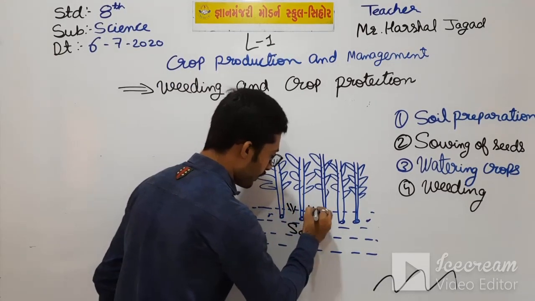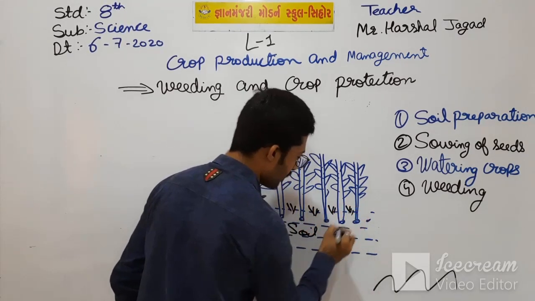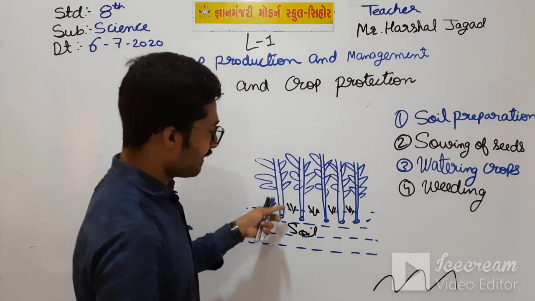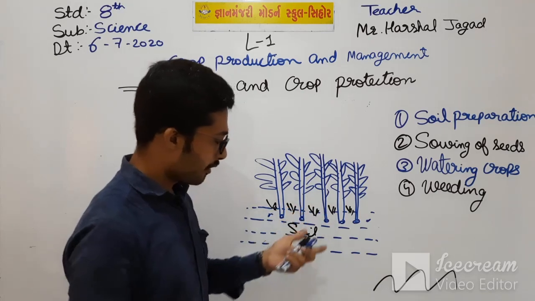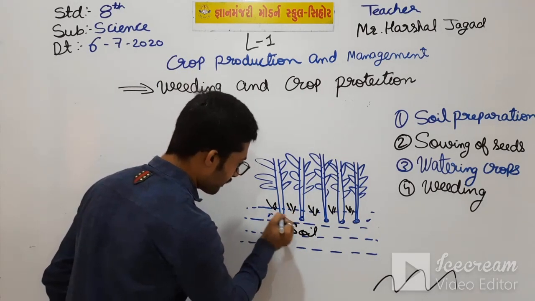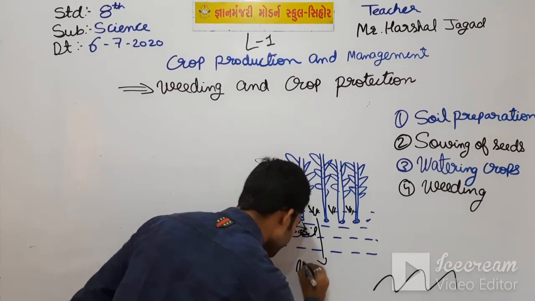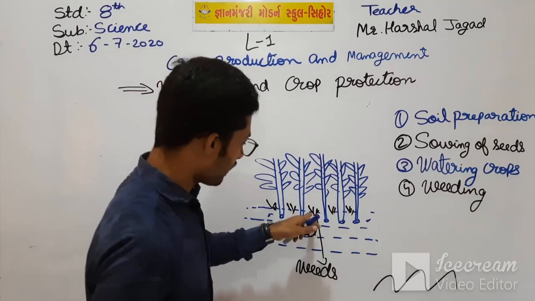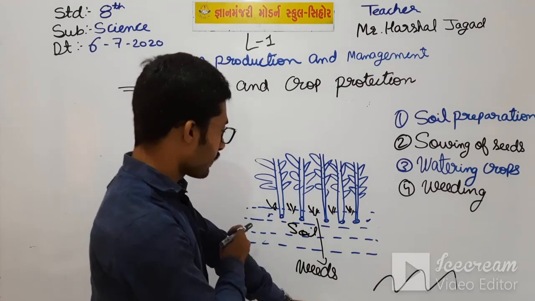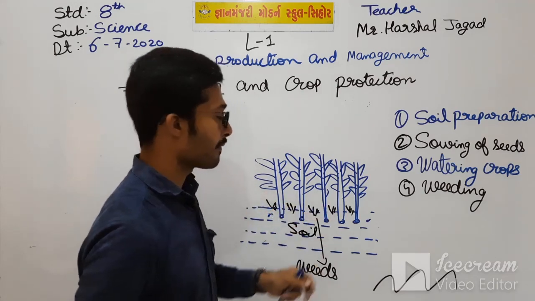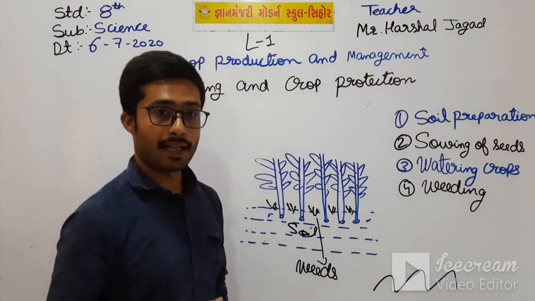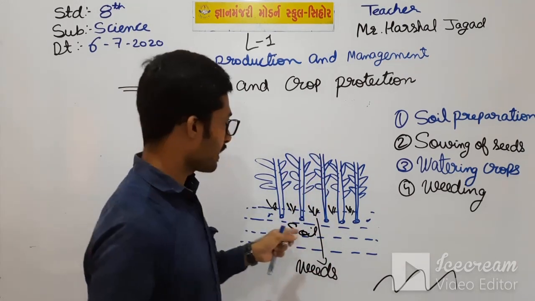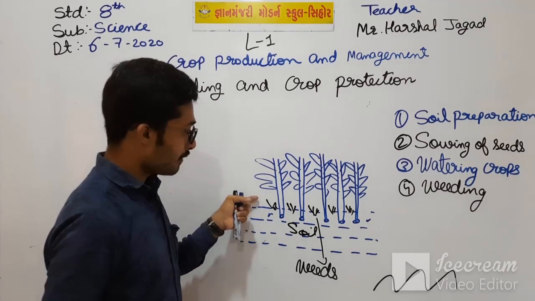But after the watering, the weeds are grown. In some areas in between the crops the weeds are grown. So here with the black marker these are the weeds. Okay students, these weeds have to be taken out, else they will harm our main crops.